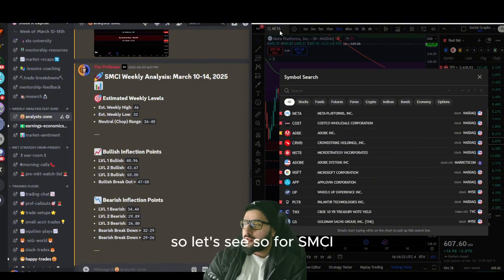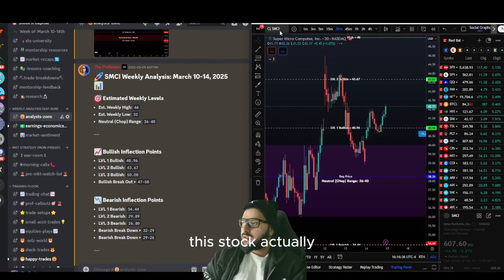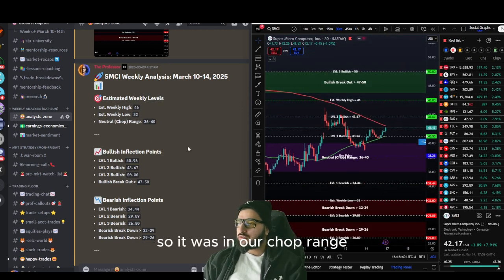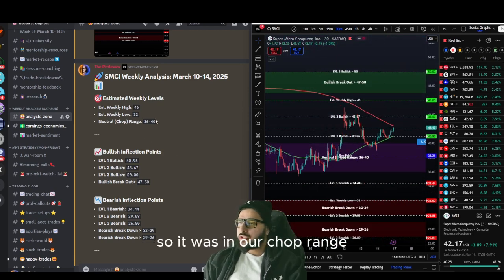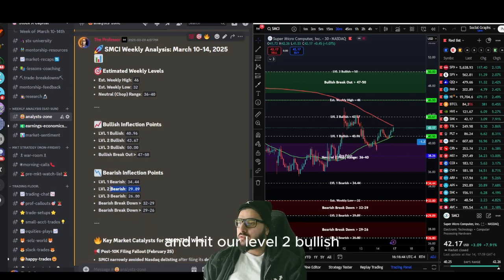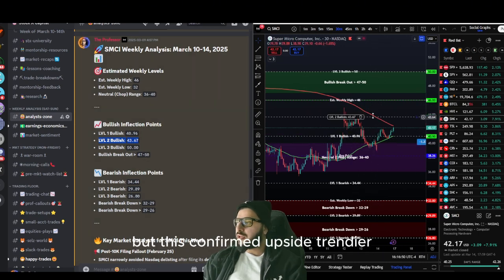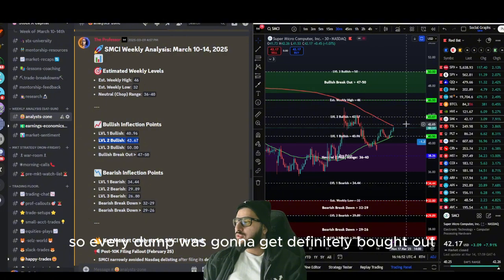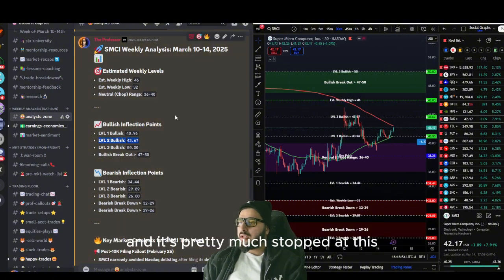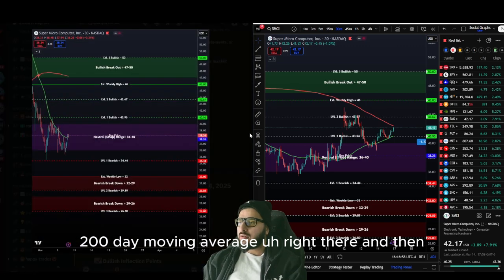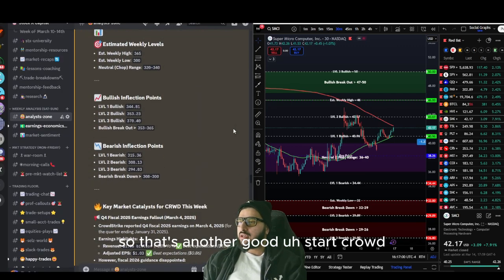So for SMCI, this stock actually stopped at our level 2 bullish here. It was in our chop range and hit our level 2 bullish, which was at 43.67. It rejected there, but this confirmed the upside trend here. So every dump was going to get bought out, and it stopped at this 200-day moving average right there. So that's another good call.